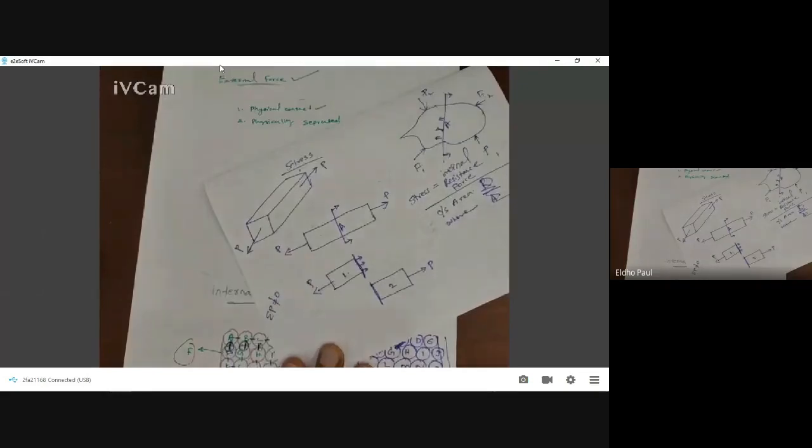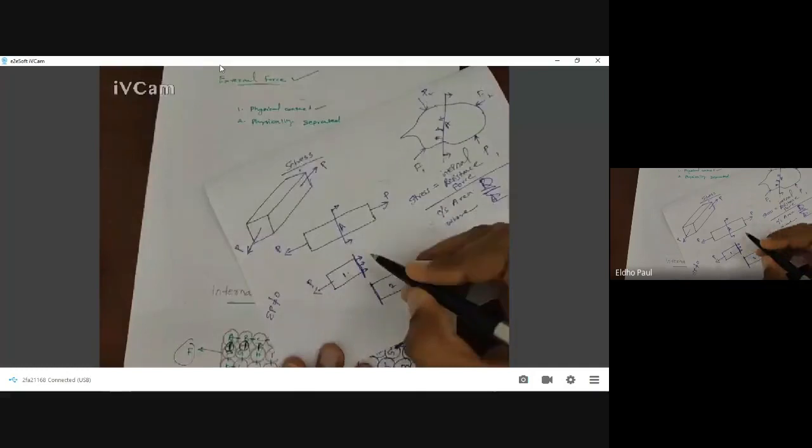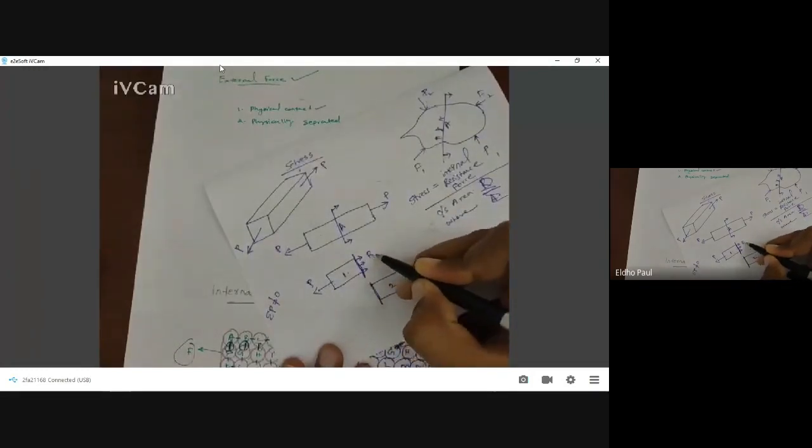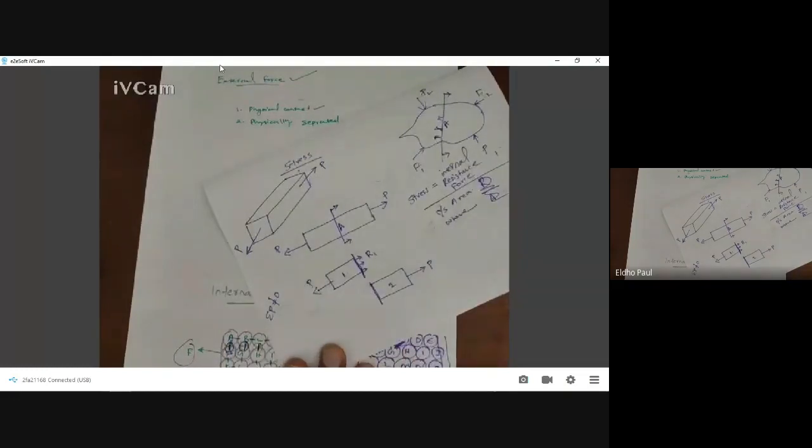To maintain the equilibrium condition of the left part, some internal resistance force develops across this cross section. We call this R1. R1 is the internal resistance force developed across the cross section. And what will be the direction? The direction of the internal resistance force will be opposite to that of P, to balance the equilibrium. It will be opposite to that of the external force P.